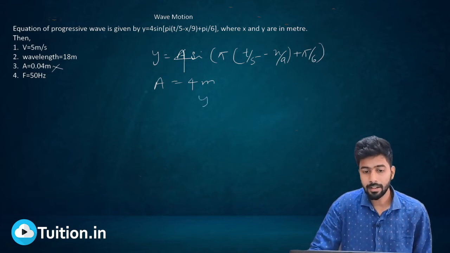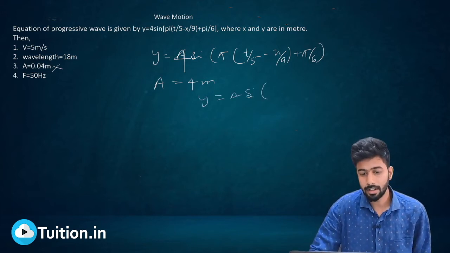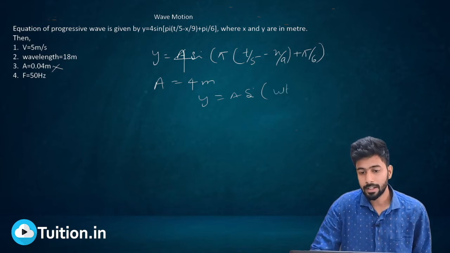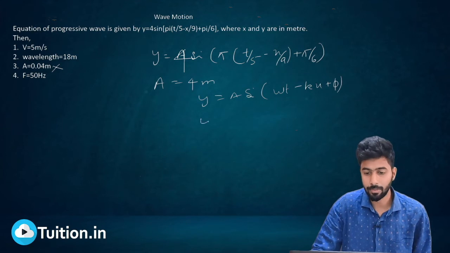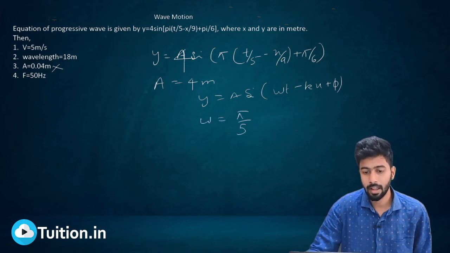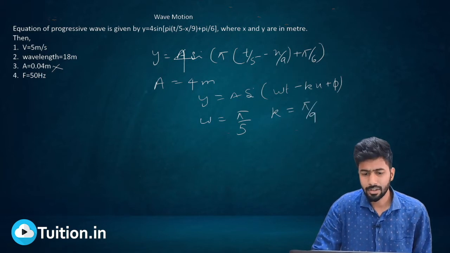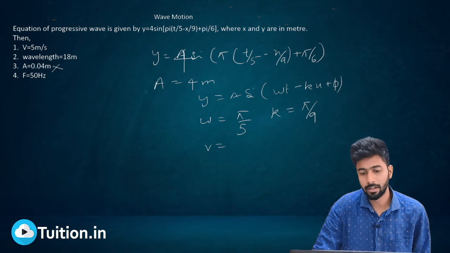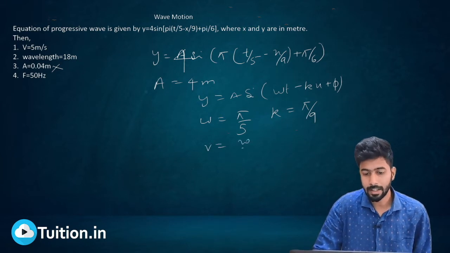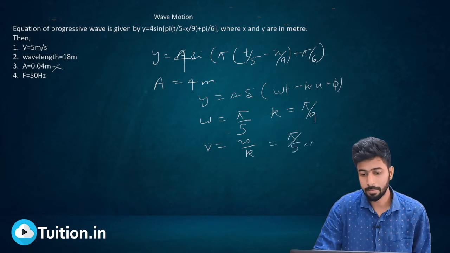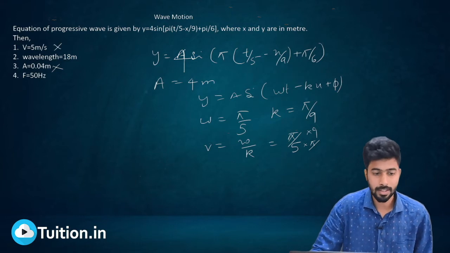And the standard equation is y = a sin(ωt − kx + φ), right? So just comparing the terms, I'll get ω = π/5 and k = π/9, right? So if you need the wave velocity, that's given by ω/k, so that's π/5 divided by π/9, so that's 9/5. So that's obviously wrong.